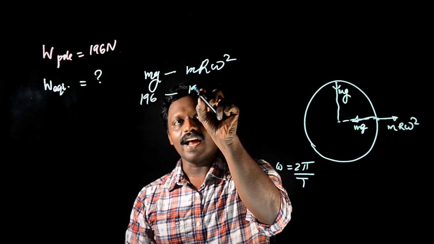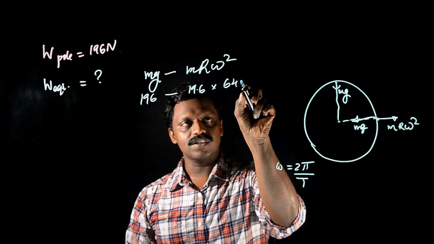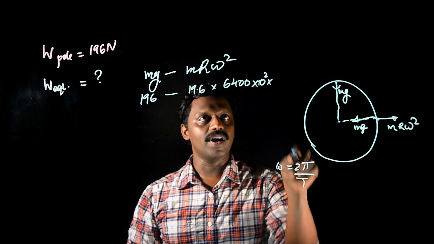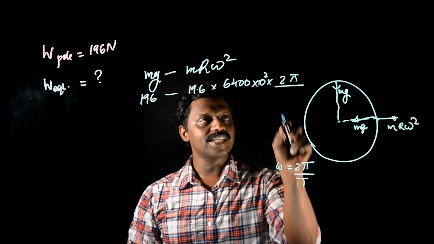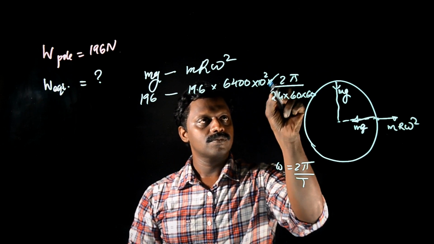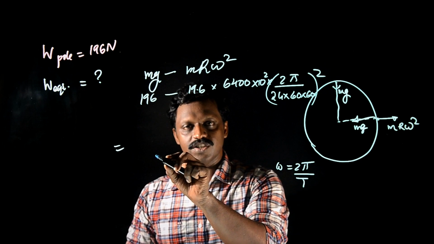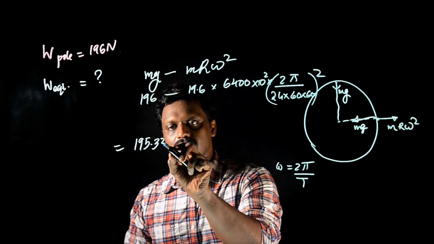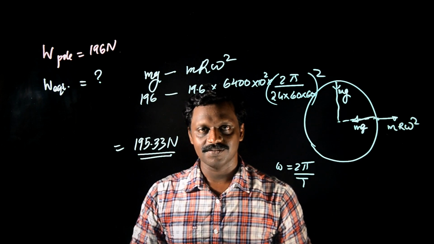the mass will be 19.6 multiplied by the radius of the Earth, which is 6,400 kilometers. We have to convert it into meters, multiplied by omega square, which is 2 pi divided by time period, squared. This will give us the answer, which is equal to 195.33 Newton. Option 3 is the answer.